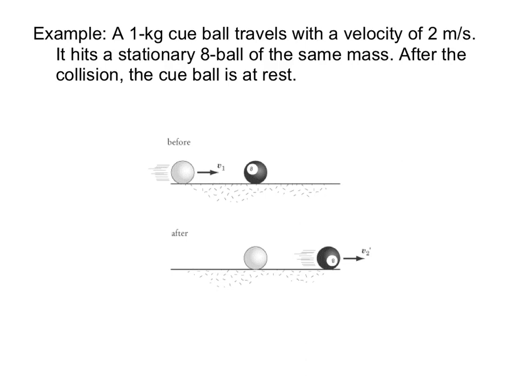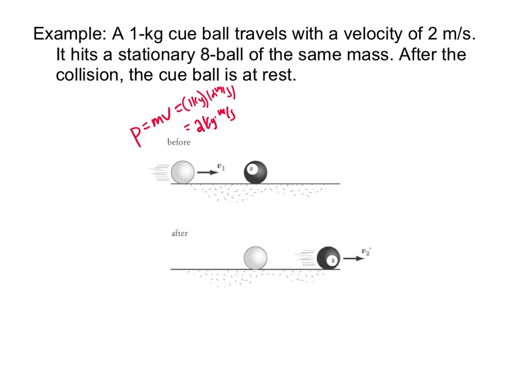So here we have a 1 kilogram cue ball traveling with a velocity of 2 meters per second. It hits a stationary 8 ball of the same mass. After the collision, the cue ball is at rest. We want to take a look at the velocity and the momentum of the 8 ball afterwards. So here we can take a look at the cue ball, which has a momentum of mass times velocity. For the cue ball, we have 1 kilogram times 2 meters per second. And we have a momentum of 2 kg times meters per second.